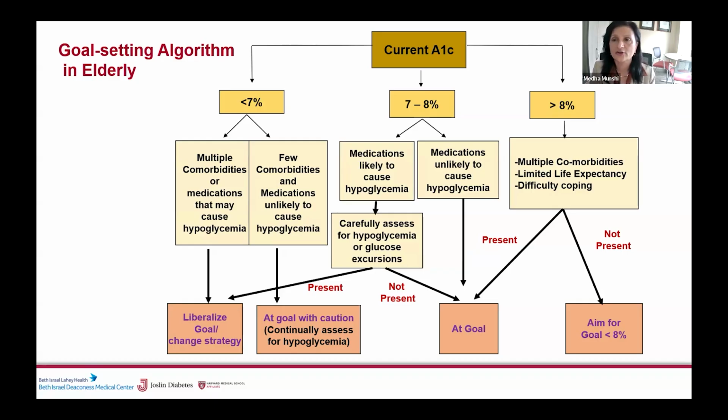This is more deliberately identifying that this person will benefit from a higher A1C goal. If not, then it's reasonable to get them under 8%.